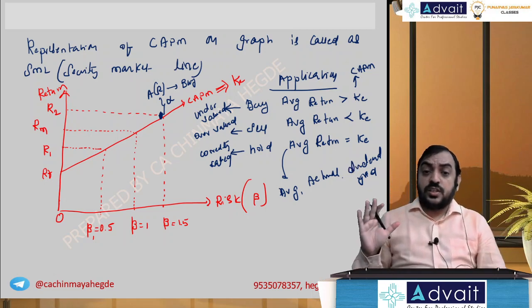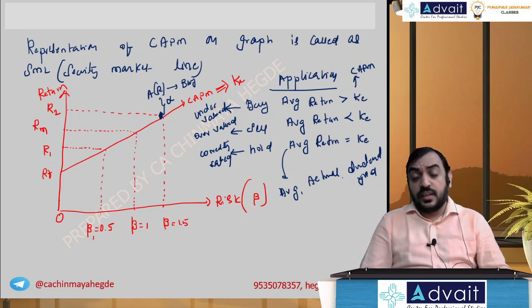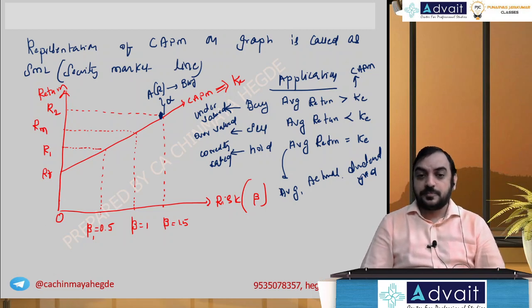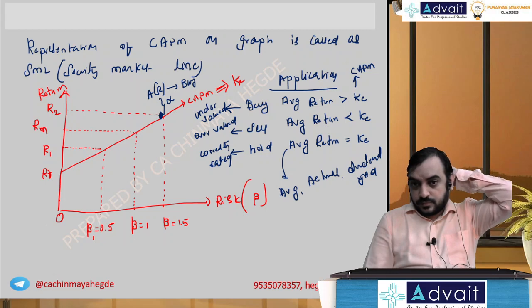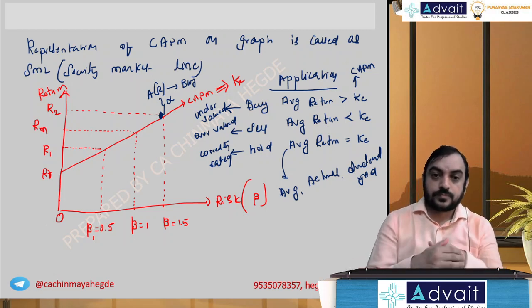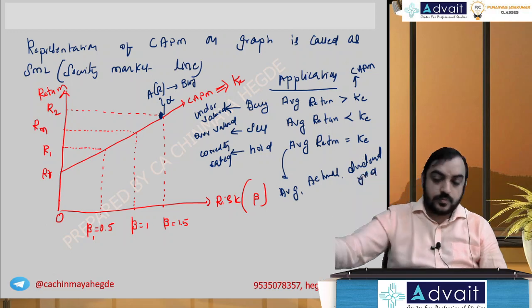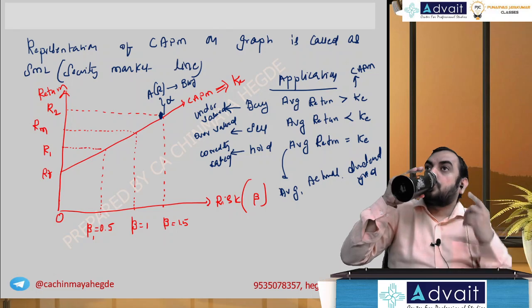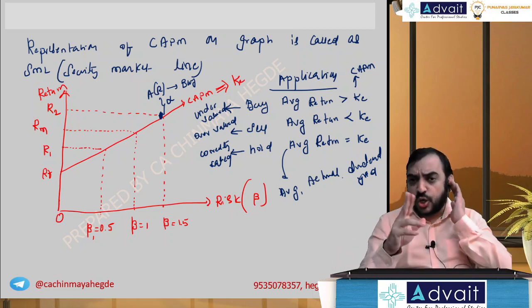The most important concept from the practical point of view as well as from the exam point of view is CAPM or SML. They can ask you theory or they can ask you problems based on this. I should talk about the types of beta, levered beta and unlevered beta. I'll talk about that a little bit later.